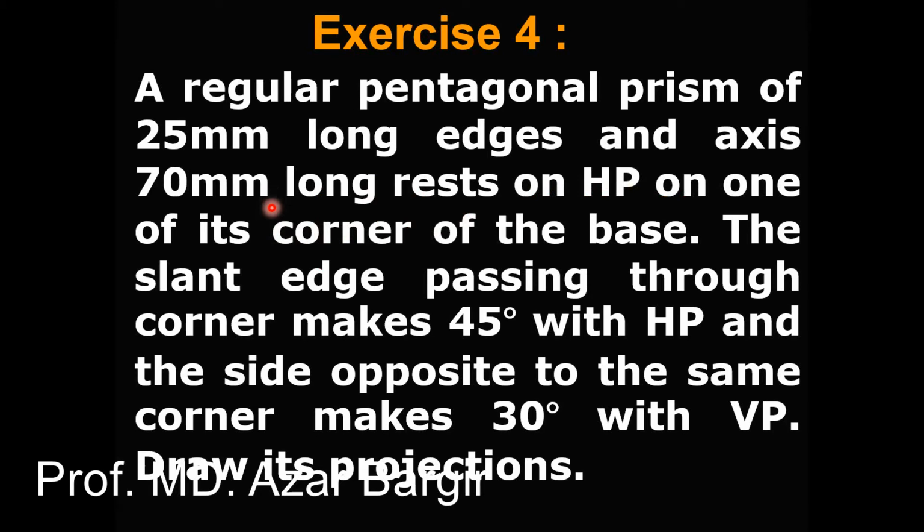on one of its corners. So a corner is given, no side is given. In the previous problem, they gave you the side edge. In this case, the corner of the base is given, so while inclining with respect to HP, it should be inclined on its corner. Then the slant edge passing through the corner makes 45 degrees with HP, meaning the theta given is 45. HP inclination is the front view inclination. And the side opposite to the same corner, suppose the corner is A and the side is C and D, will make 30 degrees with the VP, that is the top view inclination. This is phi, given as 30 degrees. So you have to draw the projection of the solid. So let's begin with this problem.